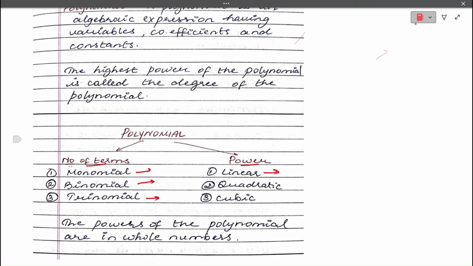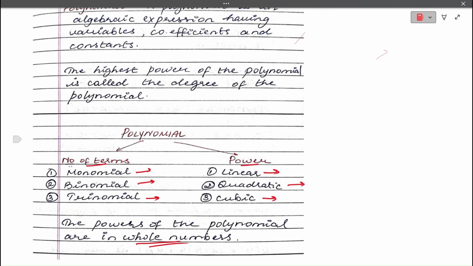Based on the power, if it is raised to the power 1, it is called a linear polynomial. Raised to the power 2, it's called a quadratic polynomial. Raised to the power 3, it's called a cubic polynomial. Here we consider the powers to be always whole numbers. The powers are always whole numbers.